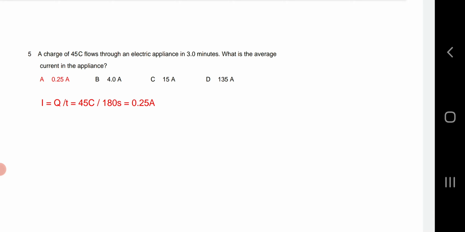Question number 5. The current is 0.25 ampere.